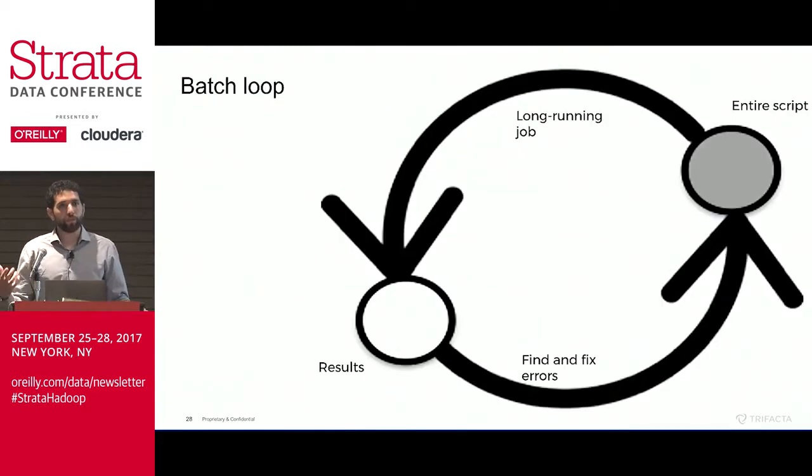So this is the first loop of inefficiency. We call this the batch loop. You start by writing out your entire logic or your entire script. You then do a long-running job over all your data, and as your data gets larger, it just takes longer and longer to get results. You finally get your results over all of your data, then you sift through that, and you're responsible for finding and fixing any errors, and you get in this long iterative loop.